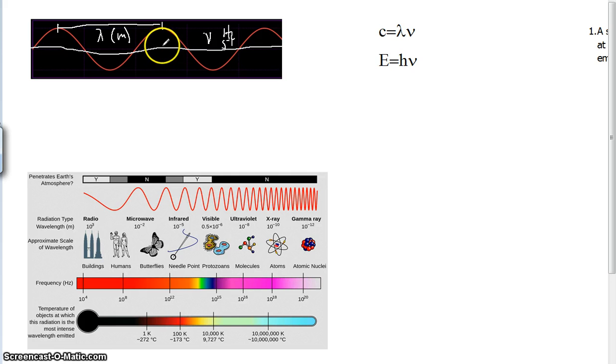Now, one other thing which we'll mention here, we don't really focus on it a whole lot, is the amplitude, and that's the distance from the origin up to the crest or down to the trough.